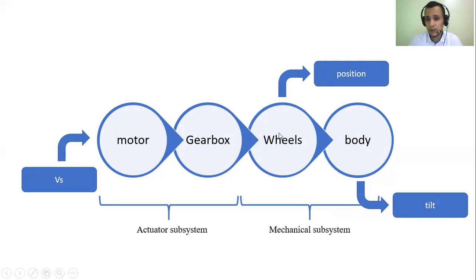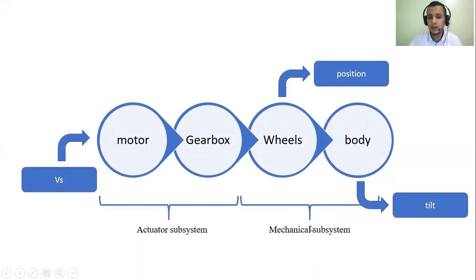The gearbox is attached to the wheels. The wheels are touching the floor, so that gives us the position or changes the position of the robot. And at the same time, the wheels are attached to the body. That gives us the tilt angle. So this is the mechanical subsystem, and this is the actuator subsystem.